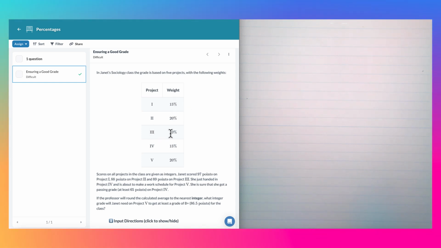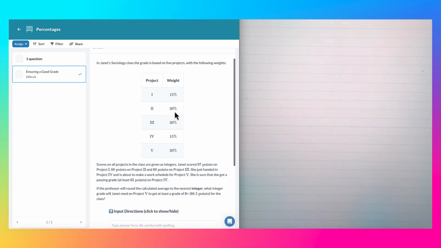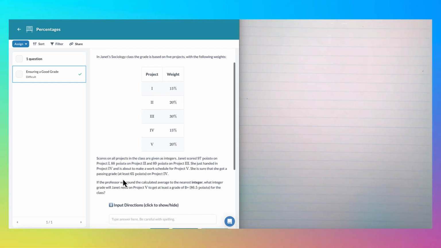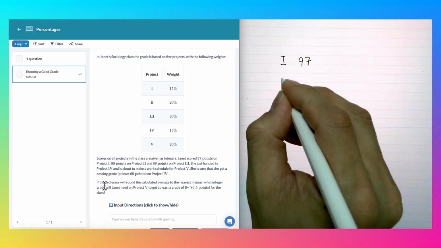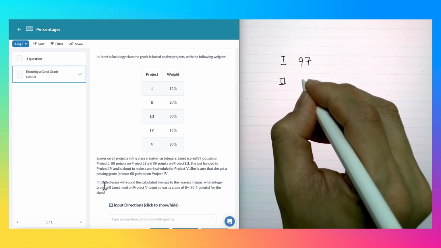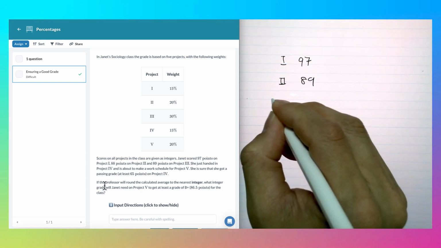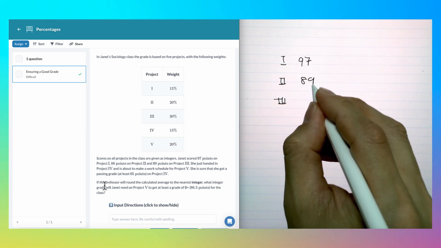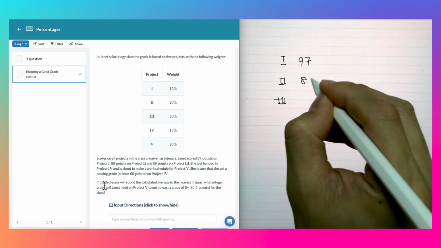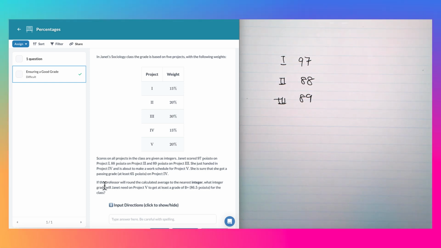The third exam, or third project, has the heaviest weight here, and there are 5 projects, and each has a different weight on the overall grade. Scores on all projects in the class are given as integers. Janet scored 97 points on project 1, so let's start with 97 on project 1, and project 2, she got 88, and she got 89 on project 3.